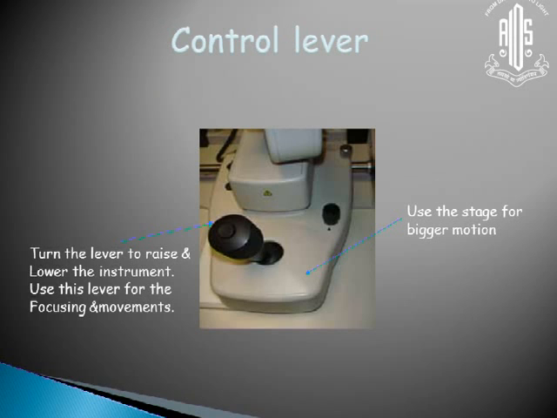You have the control lever out here. So when you turn the lever, you can raise and lower the instrument using this lever for focusing, and if you move it forward and backward and sideways, you can have your X and Y axis adjustments. And the stage can be used for bigger motions. There is a lock over here. It's very important that after you use the slit lamp, you lock it so that it does not move.